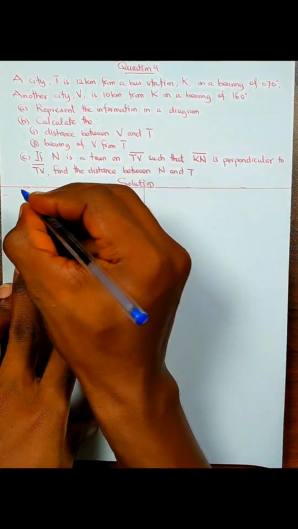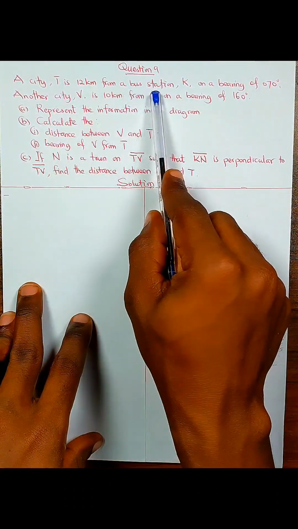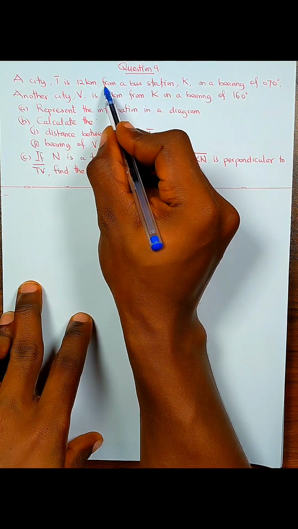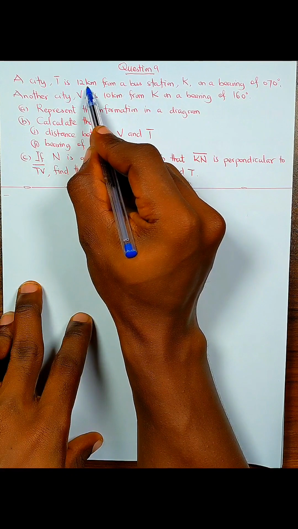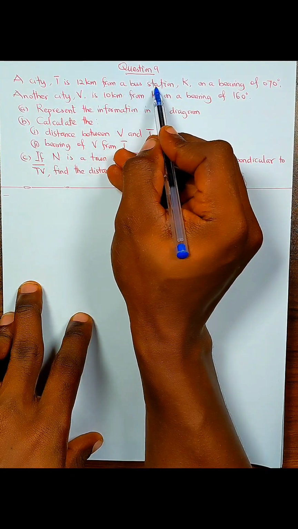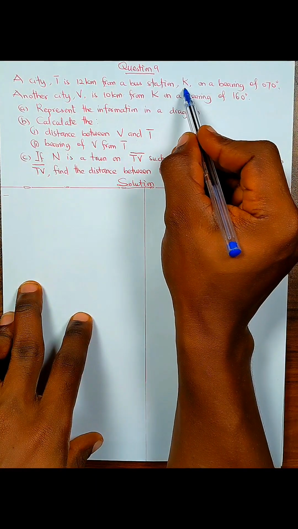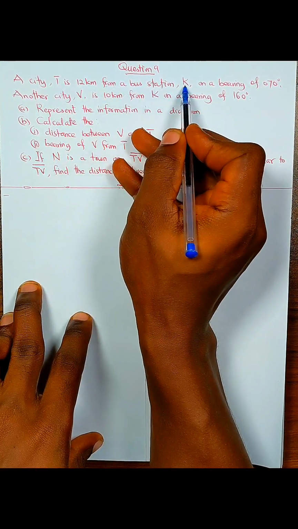Okay, so let's start with a diagram. You are supposed to take note of the keyword "from" in bearing questions. That is the keyword that you need. From. It said a city T is 12 kilometers from a bus station K. So it means that we are moving from K to T because the city T is from K.